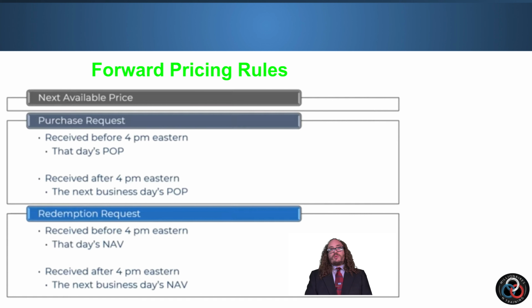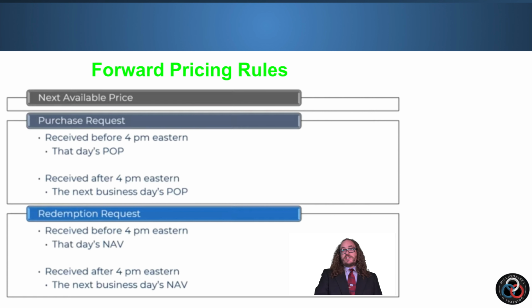So what about forward pricing? With a mutual fund, you get the next available price, and pricing doesn't happen until 4 p.m. Eastern Standard Time. So if an investor sends in a purchase request and the fund receives their request before 4 p.m. Eastern, the investor will get that day's public offering price. If they received the purchase request after 4 p.m. Eastern, then they will get the next business day's public offering price.